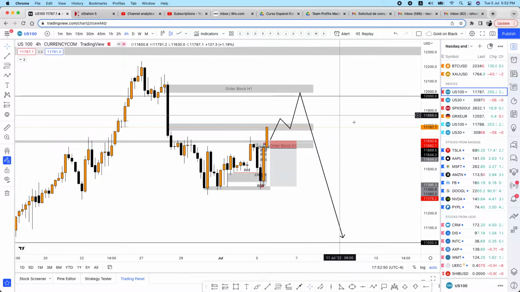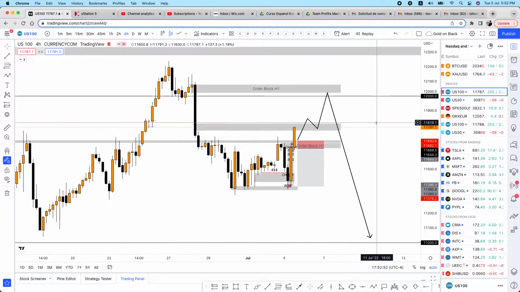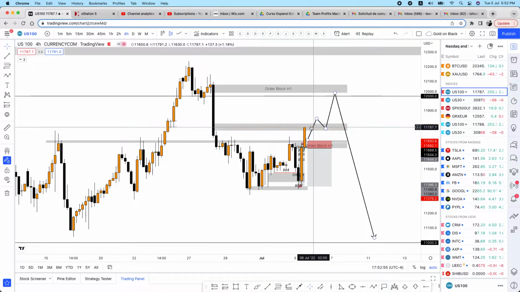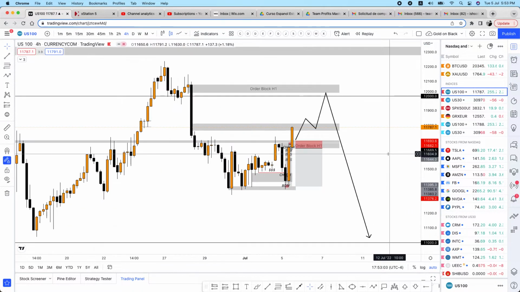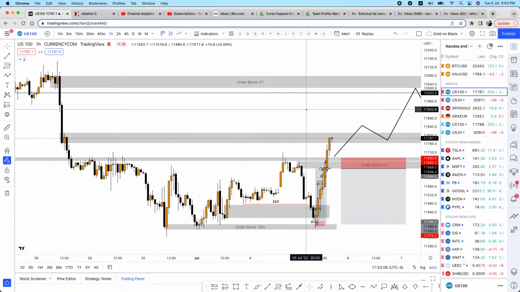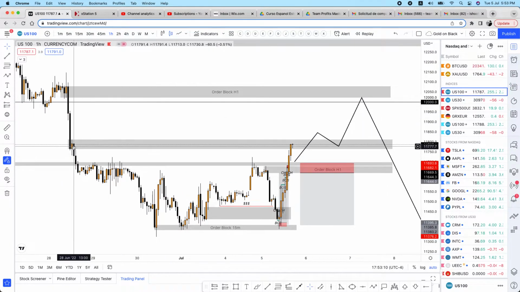If that happens, of course the market will continue pushing. I don't think it's going to happen, but that's the only way we can be creating new highs anytime soon. Even breaking this previous high, I don't think it's going to happen. But hey, we have to see. We have to wait. All right. On the 1 hour, we have that potential order block. I don't know what's going to happen at this point.